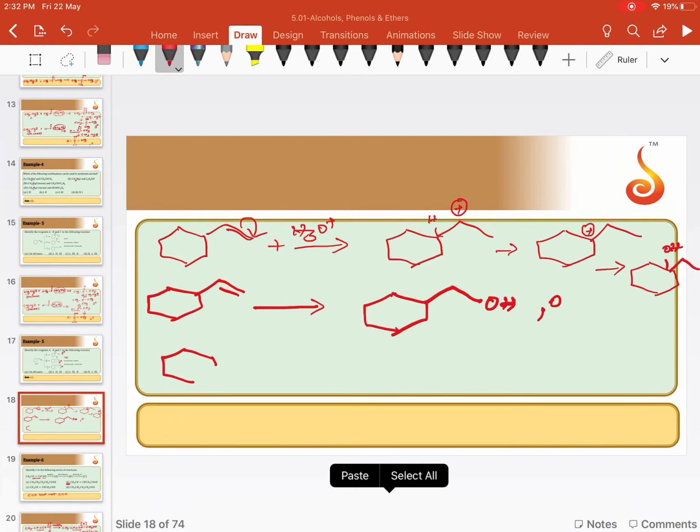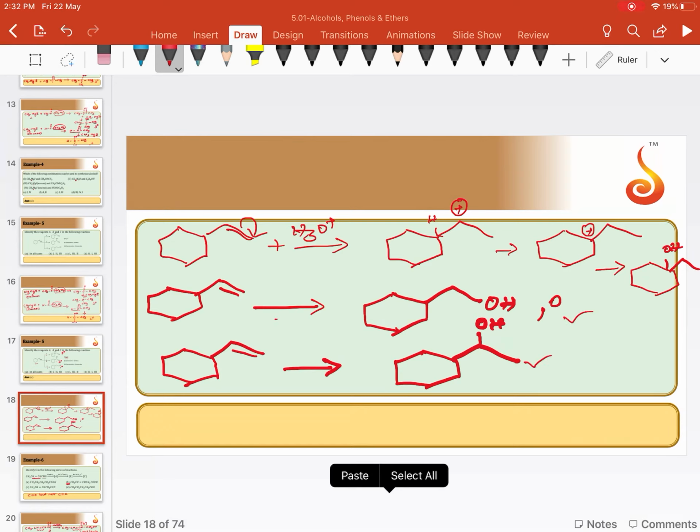Now coming to third option. In oxymercuration demercuration, addition takes place according to Markovnikov's rule without rearrangement. Means the negative part attacks the carbon atom having less number of hydrogen atoms. So this should be the product obtained. So in oxymercuration demercuration, I will get secondary alcohol.